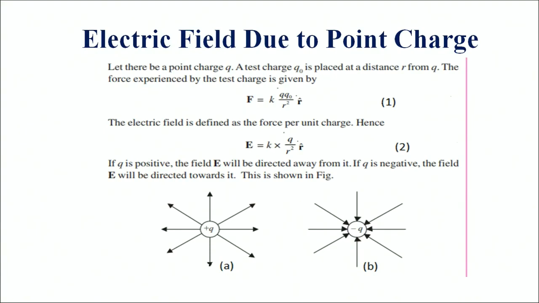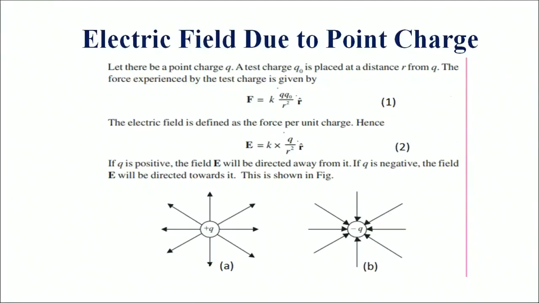So, now we will represent the electric lines of force due to a point charge. How the electric lines of force are depicted in case of a positive and negative charge are shown in figure A and B. In case of a positive charge, the electric field lines are radially outwards, whereas in case of a negative charge, the electric field lines are radially inwards.